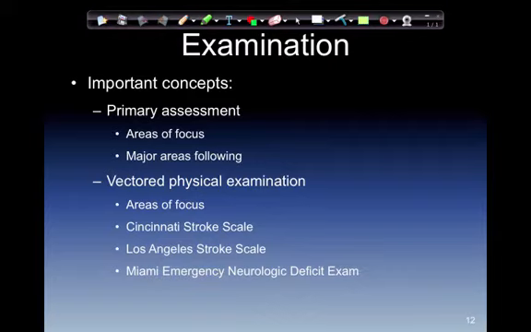The Los Angeles Stroke Scale includes all of that in the Cincinnati, plus includes time of onset of symptoms and point-of-care blood glucose testing. The Miami Emergency Neurological Deficit, or MEND exam, includes a quick assessment of the mental status, cranial nerves, extremities, and prompts for treatment, and an abridged fibrinolytic checklist. So they step above a little bit and start a fibrinolytic checklist in case they meet the criteria, so that they can assist the facility on the other end.